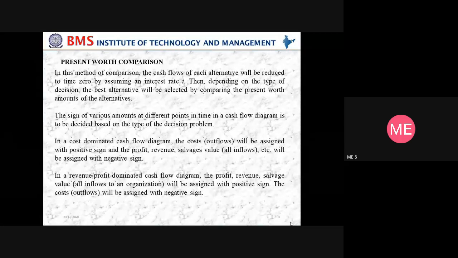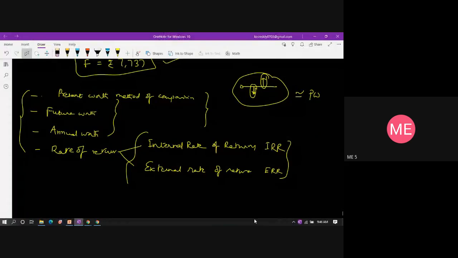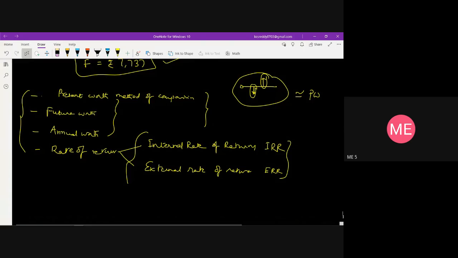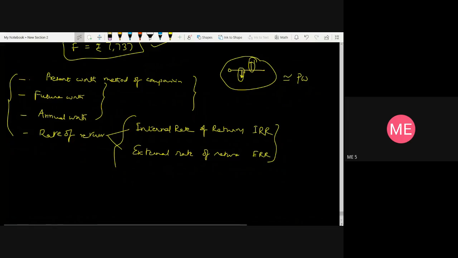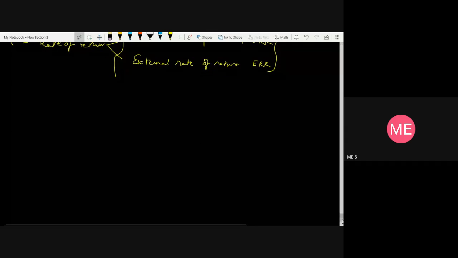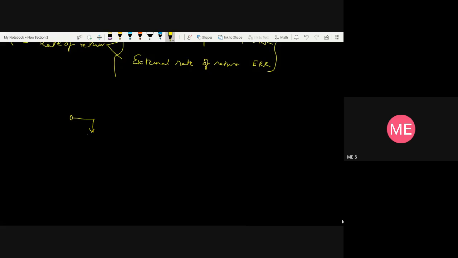Let me show you what is meant by a cost dominated cash flow diagram. Cost dominated means it has mostly cash outflows. For example, this is a cash flow of 1000, one more cash flow of 5000, one more of 500, and one more cash outflow of, say, 4000. These are different cash flows at different time periods, and you have only one cash inflow. Compared to this, most of the cash flows here are cash outflows. That is why this is called a cost dominated cash flow diagram.